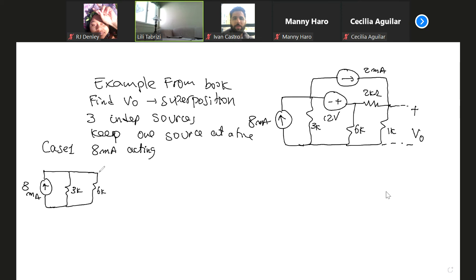6K, 2K, 1K. And then the voltage from here to here is V0, but for case number 1. Do you have any question about this circuit?